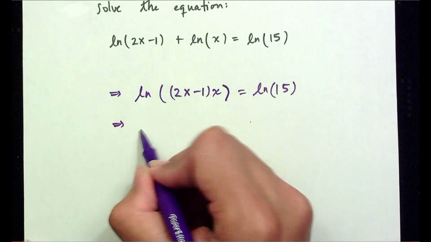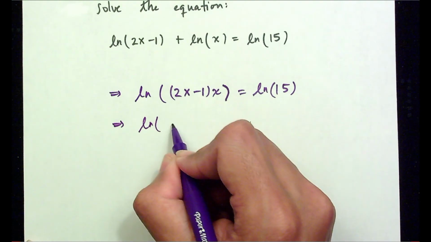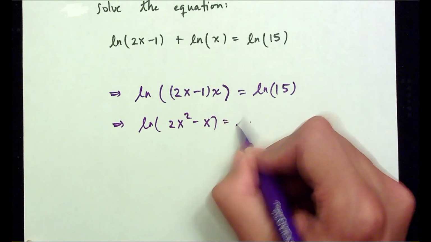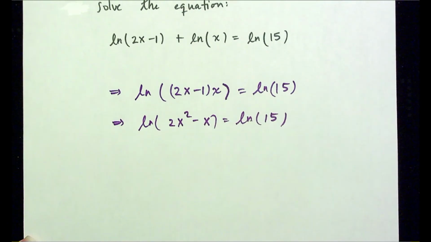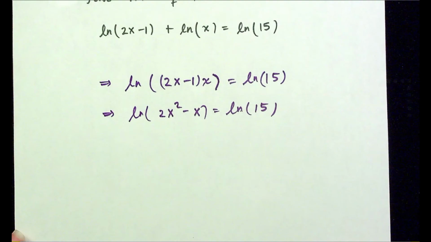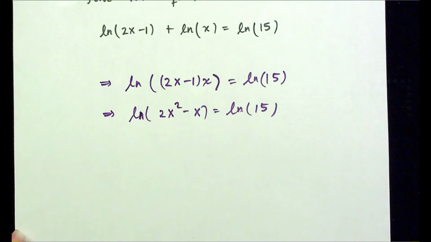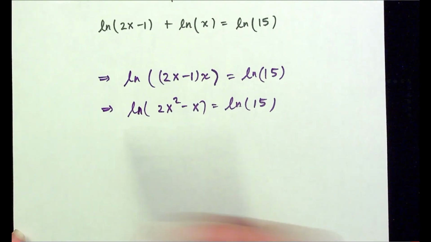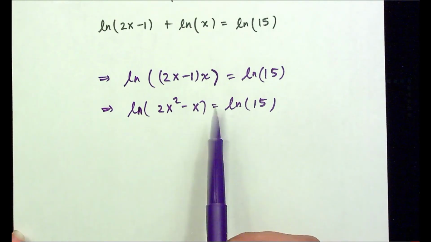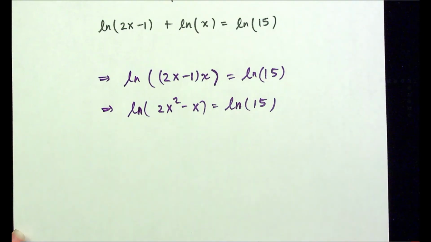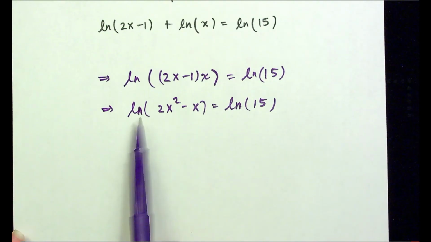Okay, and then distributing here, this would be 2x squared minus x. So you have the natural logarithm of 2x squared minus x equals the natural logarithm of 15. Whenever you end up with a situation like this, where you have two logarithms with the same base equal to each other, so you have ln of this equals ln of that.